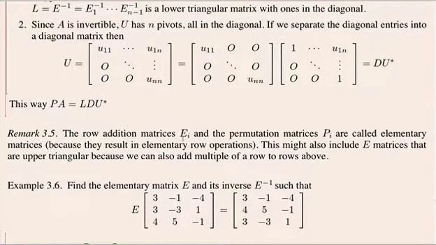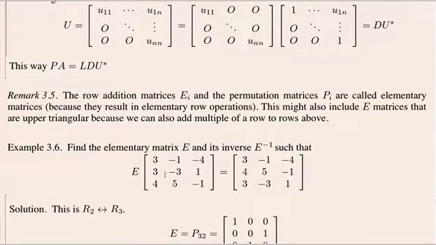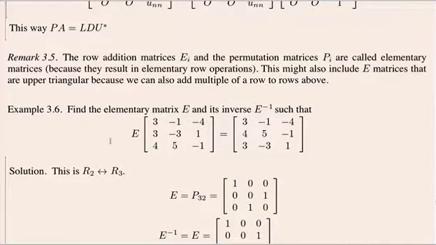Also, the row addition matrices Ei and the permutation matrices Pi are called elementary matrices in general because they result in elementary row operations. And elementary matrices might also include E matrices that are upper triangular because we can also add a multiple of a row to rows above it. And this would be the Gauss-Jordan elimination part. But anyway, let's just look through some examples of how these elementary matrices work.